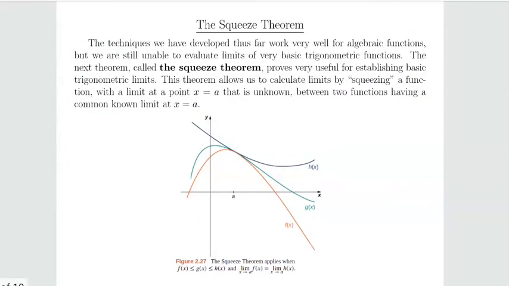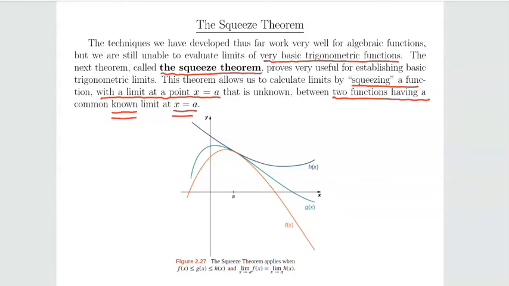Then you would think that the limit laws would be enough. Unfortunately, they are not enough. We can't work with even our very basic trigonometric functions with those limit laws. We need something called the squeeze theorem. We use this with the trig functions, and we can use it with any, but the trig functions are important here. The theorem tells us that we can squeeze a function with a limit that's unknown at a point x equals a. If we can squeeze that between two functions having a common known limit at x equals a, then we will be able to calculate the unknown limit.